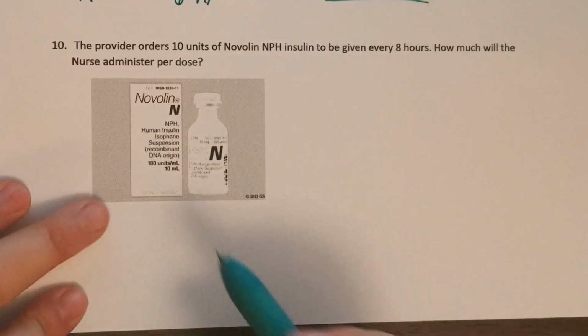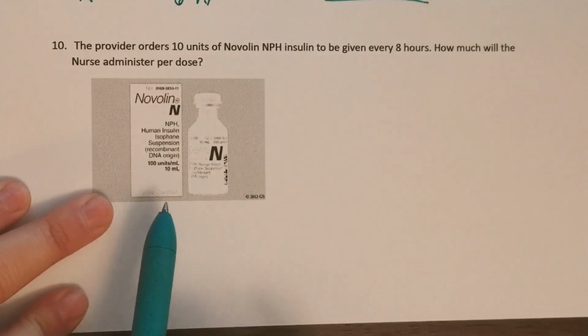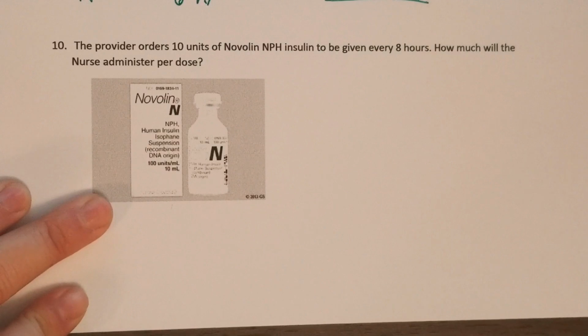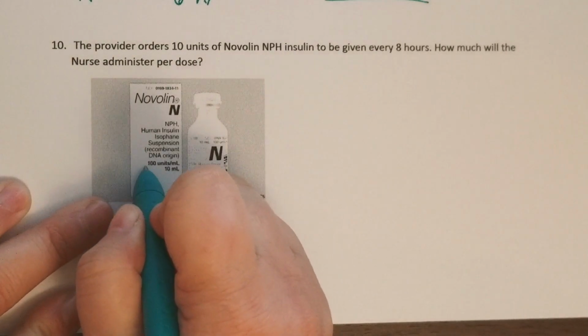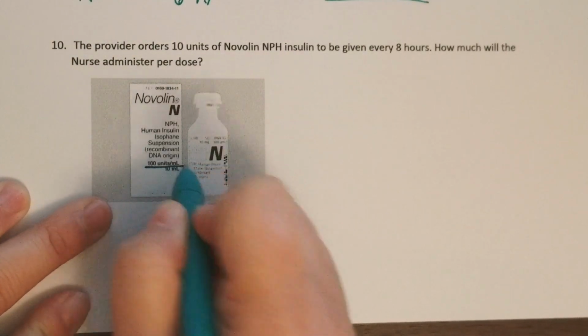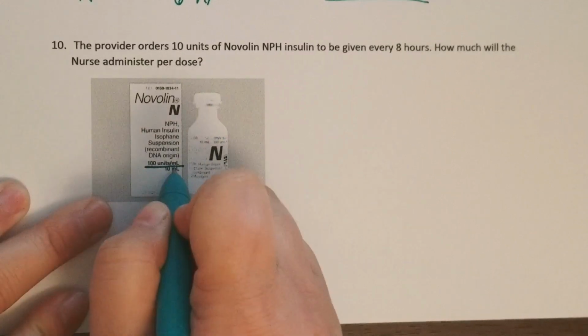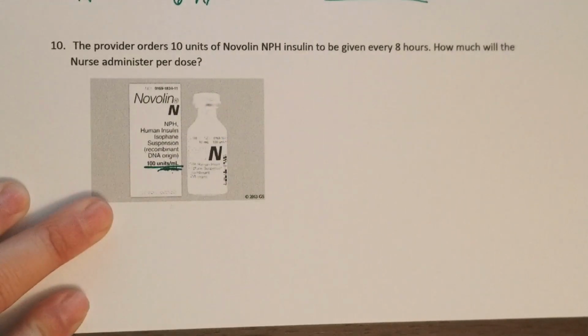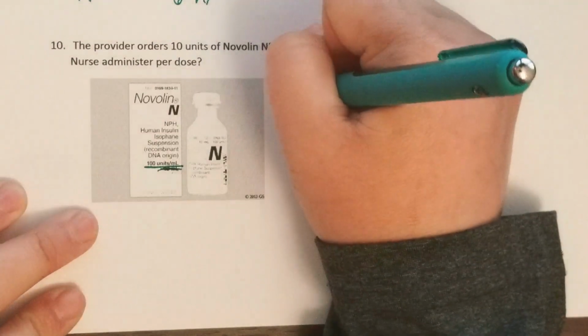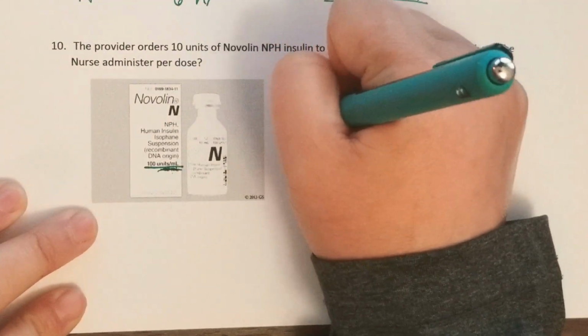This one has the label. Don't let it confuse you, but make sure that you read it correctly. This right here is 100 units per 1 milliliter. This means the bottle is 10 milliliters. We really don't care. I'm going to exit that out so it doesn't confuse us. So, we are looking for milliliters per dose.